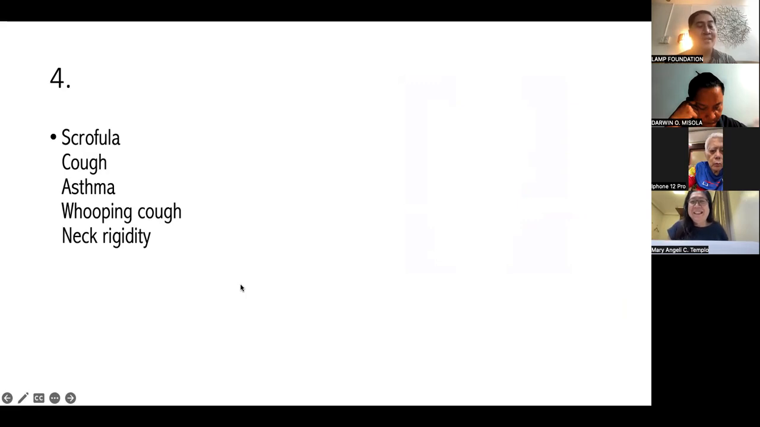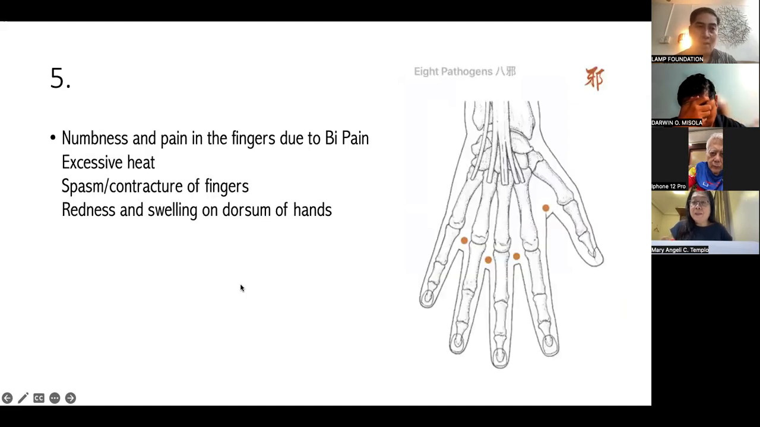Okay. Doktora, what is the extra point? Very good for scrofula, cough, asthma, whooping cough, and neck rigidity. It's Bailao. Wow. And lastly, Bailao.